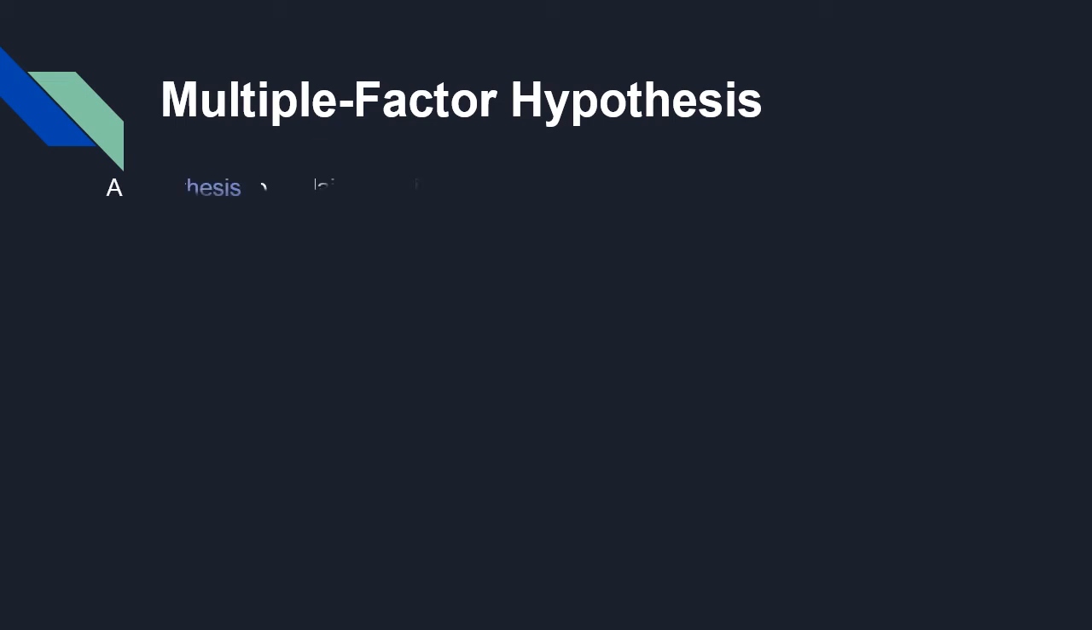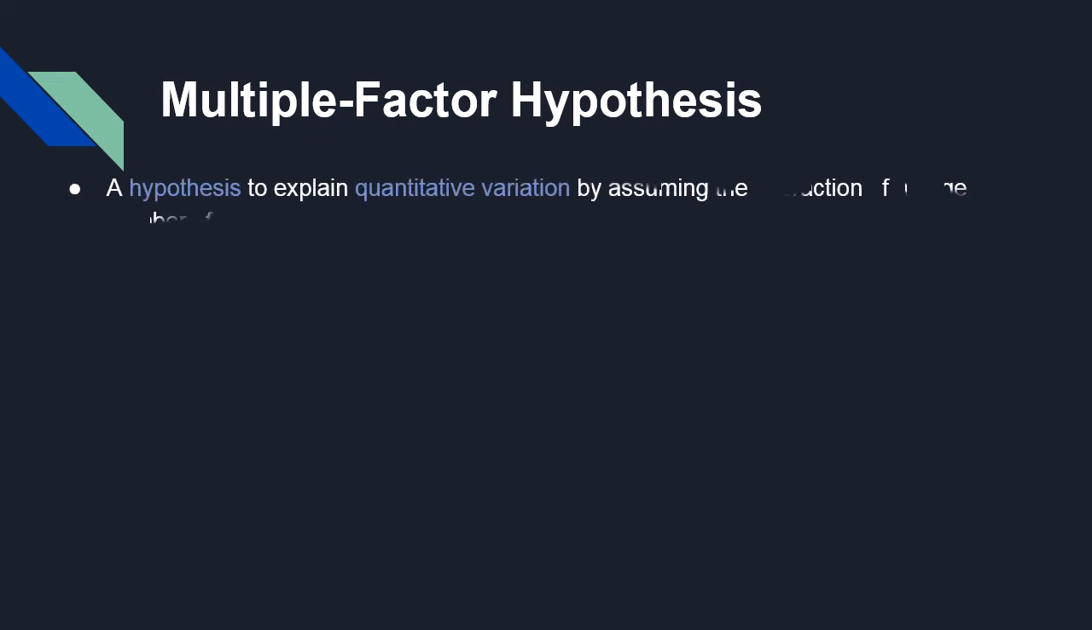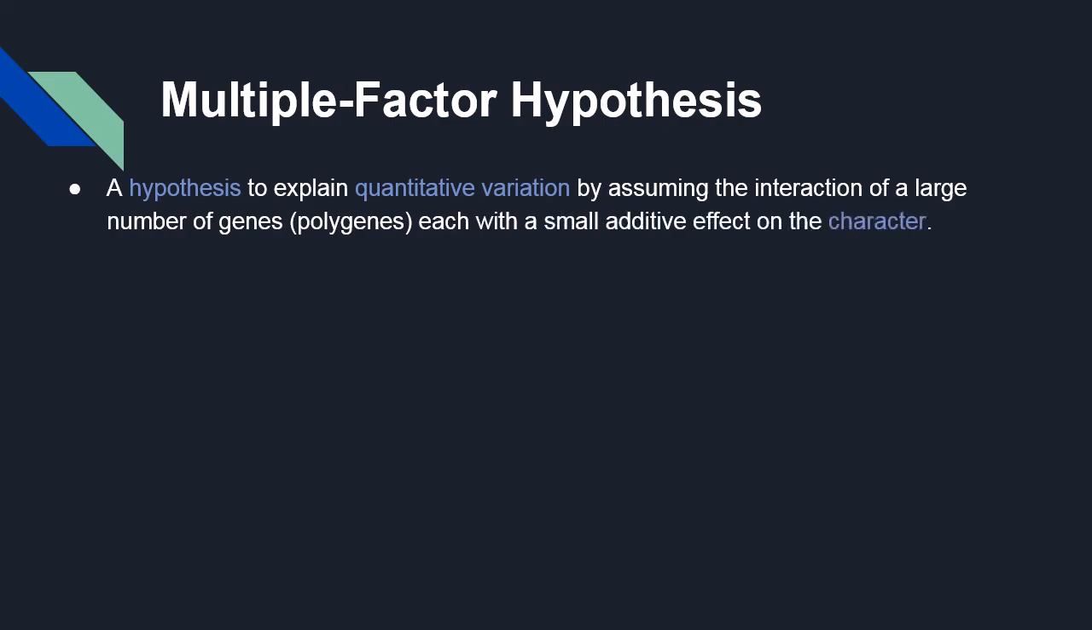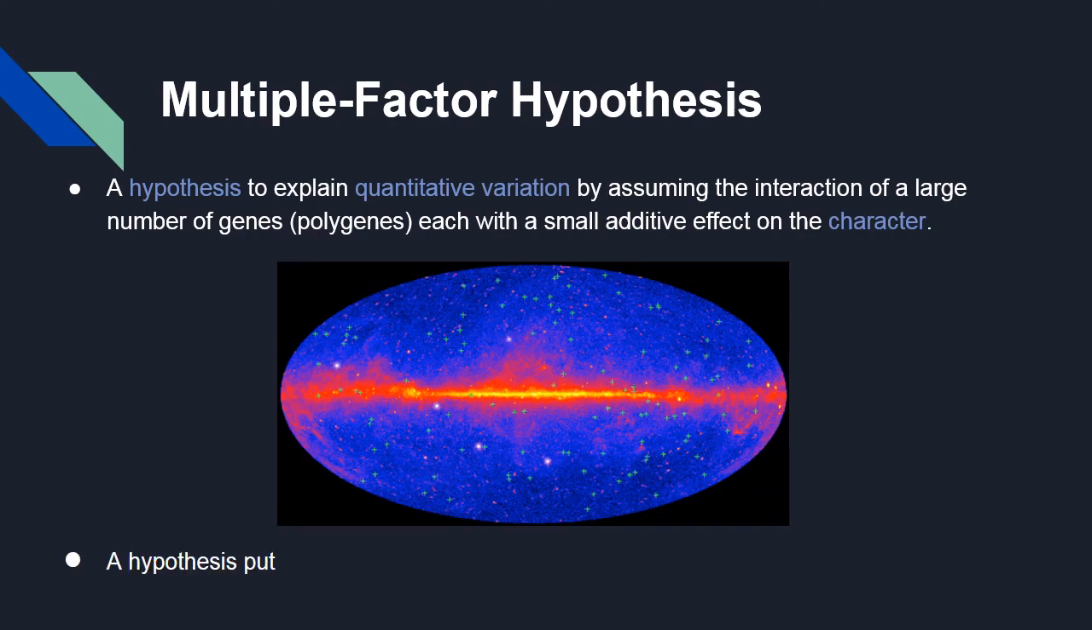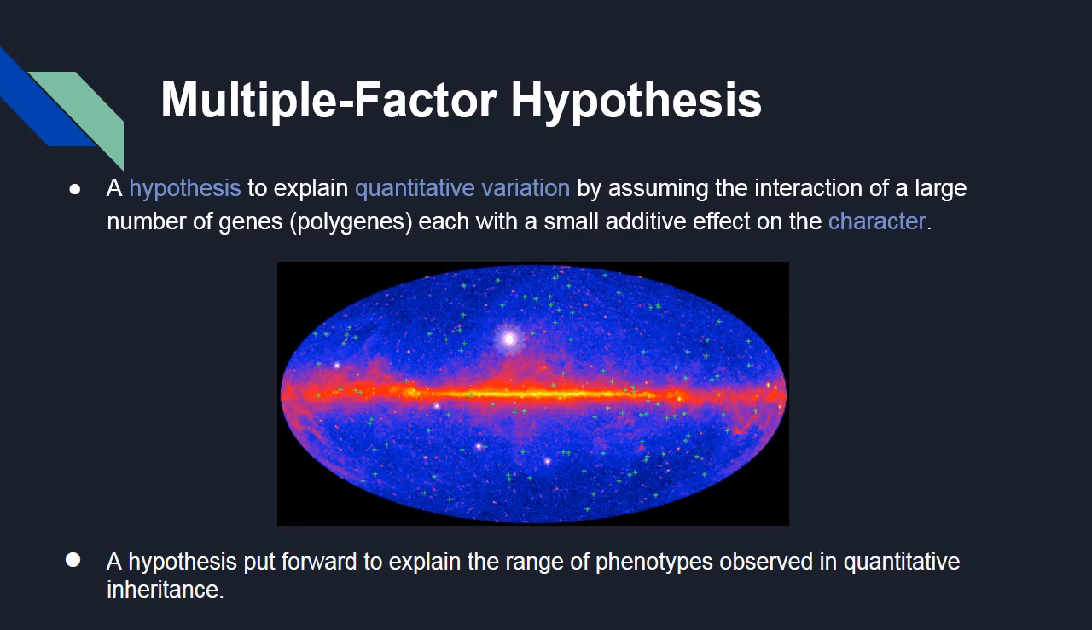The last topic to discuss is the multiple factor hypothesis. It is a hypothesis to explain quantitative variation by assuming the inheritance of a large number of genes, which are polygenes, each with a small additive effect on the character. A hypothesis put forward to explain the range of phenotypes observed in quantitative inheritance.